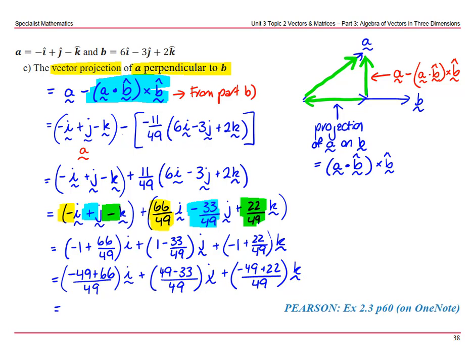Now I'm going to bring out the 1 over 49 and then do the rest. So negative 49 plus 66 is 17i. 49 minus 33 is 16j, and negative 49 plus 22 is negative 27k.